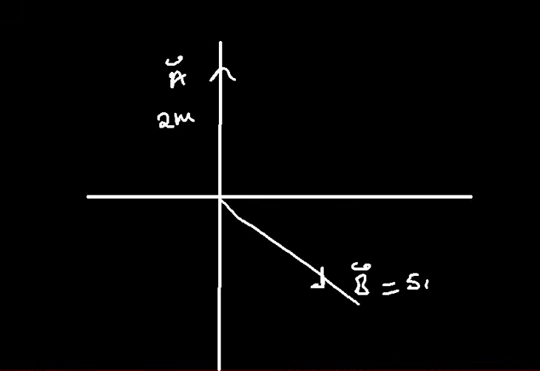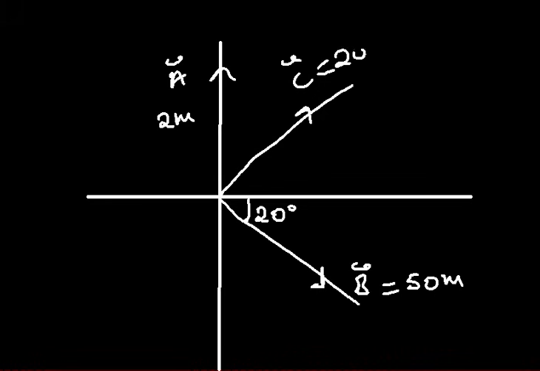And now let's say we have a system. This is the Cartesian plane. Let's say we have a vector A that is 2 meters, and a vector B that is 50 meters, at an angle of 20 degrees below the positive x-axis. And we have another vector, vector C, that is 20 meters.